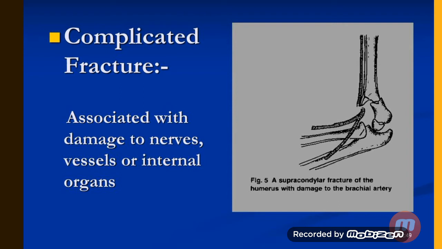The third type, as its name indicates, is a complicated one. In this type of fracture, the adjacent organs of the bones may also get damaged. It may cause damage to the blood vessels or nerves or other internal organs.